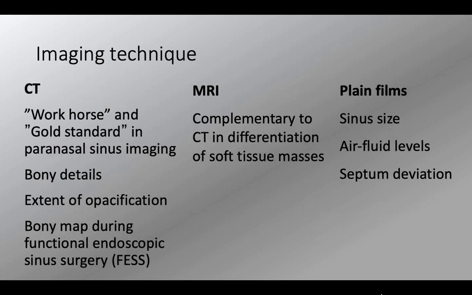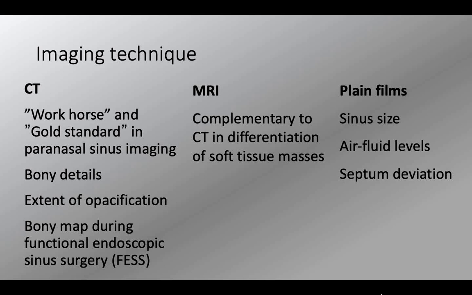Imaging technique: it should always be CT. CT is a workhorse. It's the gold standard in paranasal sinus imaging. It shows the bony details. It shows the extent of opacification, and the surgeons use CT as a bony map during surgery. MRI should be complementary to CT in differentiation of soft tissue masses, and usually I think that the patient should go from CT to the ENT surgeon, and then one should discuss if MRI is needed.